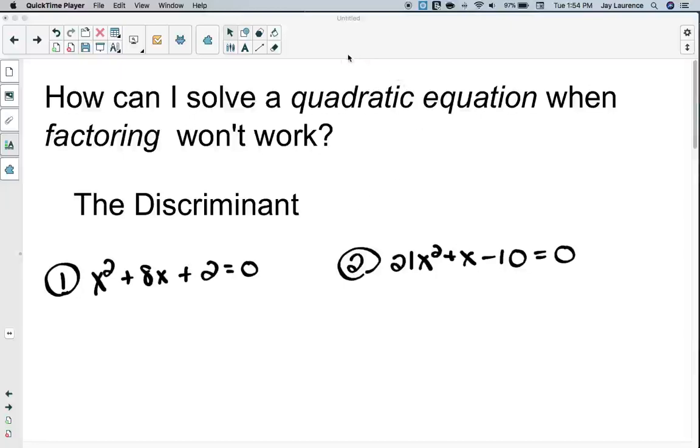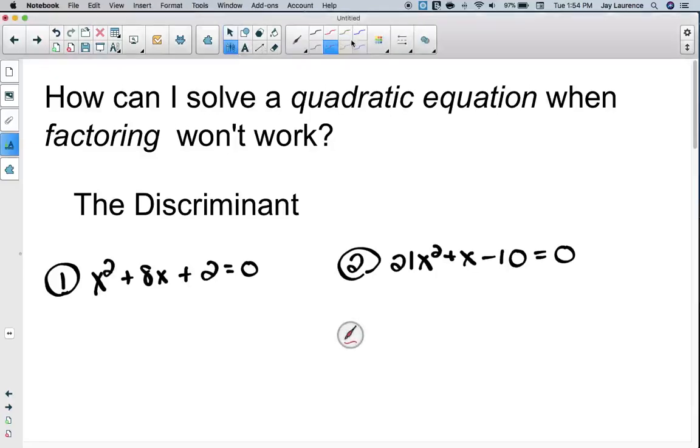Hello, honors algebra students. Mr. Lawrence here, and some of you got some front loading yesterday with finding ways to solve quadratics, and we did so by factoring. Now, I've got a question for you. How can I solve a quadratic equation when factoring won't work?